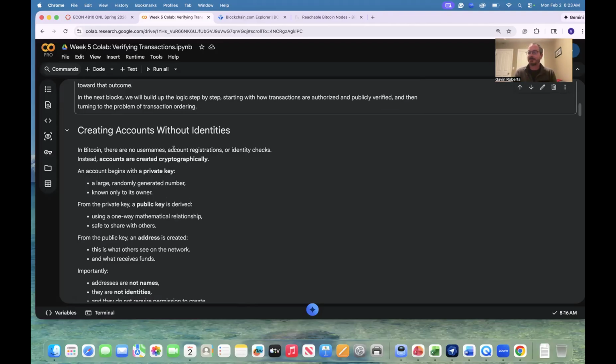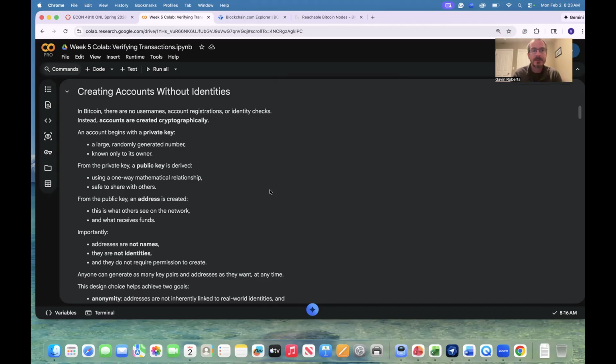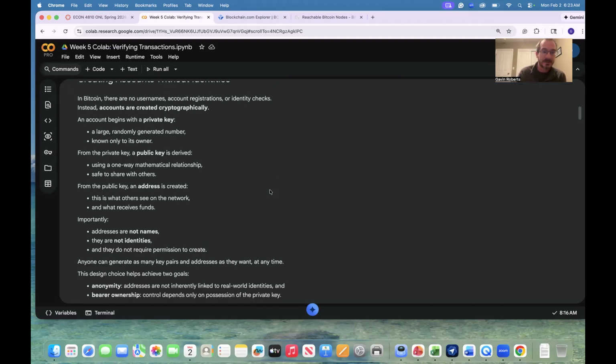up the logic step by step, starting with how transactions are authorized and publicly verified. Hopefully, that's a little bit of review from our last lecture, and then turning to the problem of transaction ordering. And we'll explain why that could be a problem, or remind you maybe of why that could be a problem. So first, creating accounts without identities. We saw how we might do this last time.